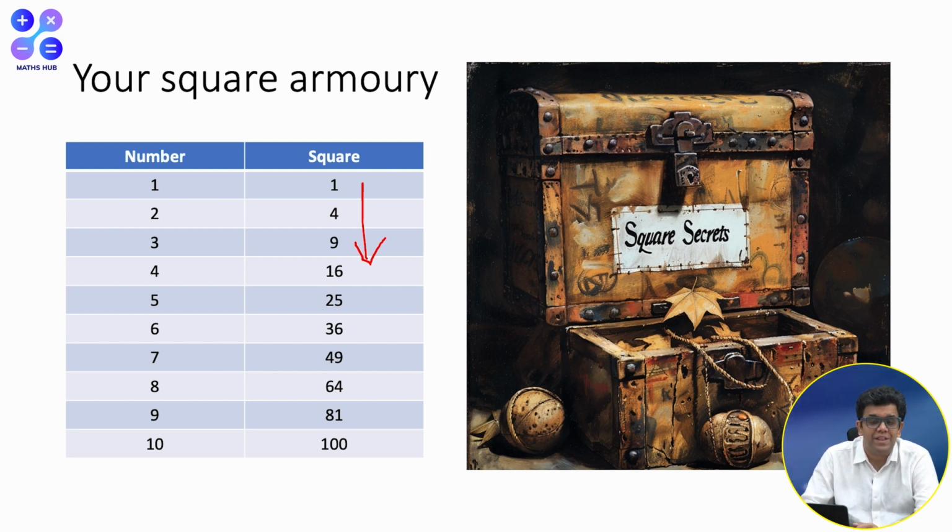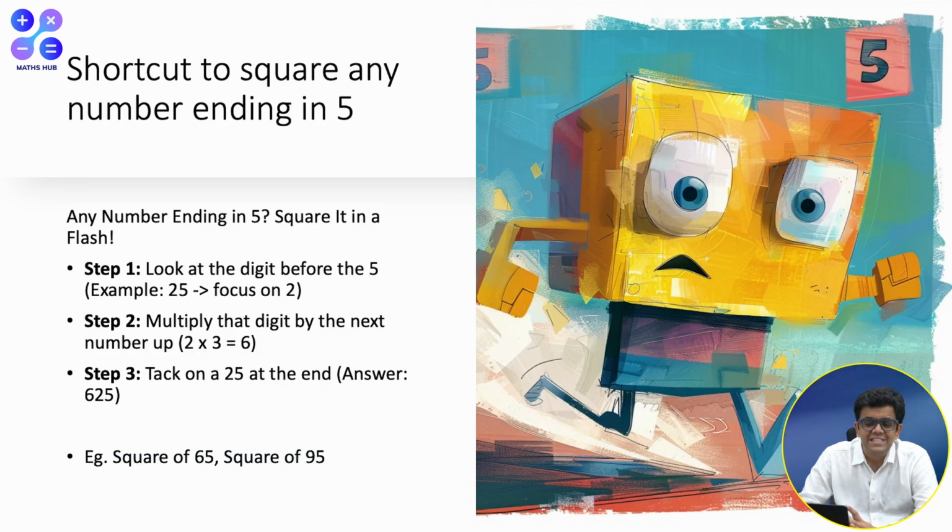1 square is equal to 1, 2 square is equal to 4, 3 square is equal to 9, 4 square is equal to 16, 5 square is equal to 25, 6 square is equal to 36, 7 square is equal to 49, 8 square is equal to 64, 9 square is equal to 81, and 10 square is equal to 100. Cool.